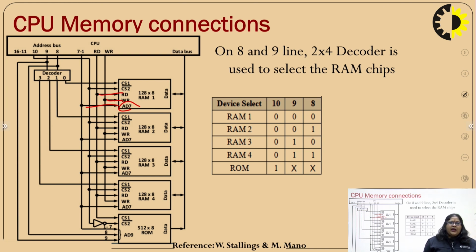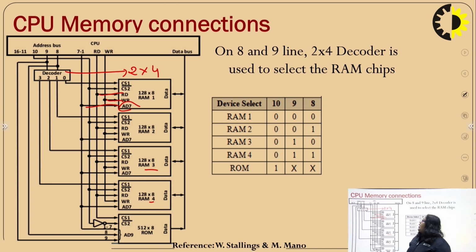So what is the value of n? N is 2. So in this we use the 2:4 decoder, right? Now 0, 1, 2, 3: 0 gives the chip select 1 for RAM 1, then 1 gives the chip select 1 for RAM 2, 2 gives the chip select 1 for RAM 3, and 3 gives the chip select 1 for RAM 4, because it is 0 0, 0 1, 1 0 and 1 1. So we have to give according to the input values.